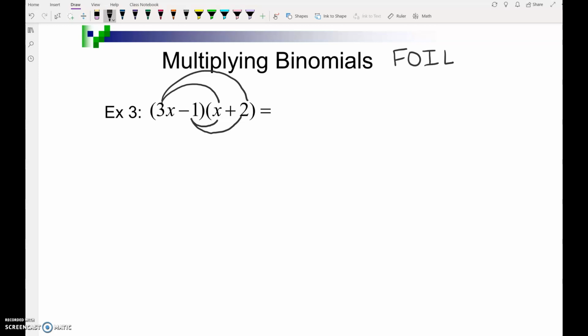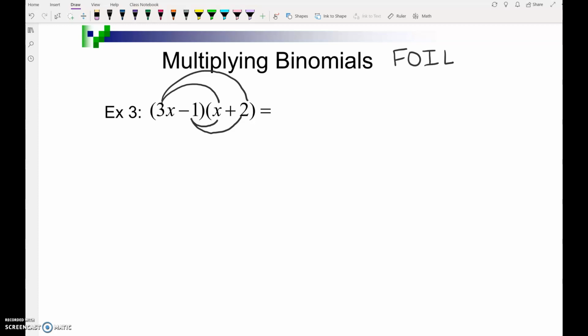Personally, I think that FOIL is a 4-letter F word that should never be used in a math classroom, because FOIL is something that only works if you're multiplying a binomial with another binomial. So if I had something like 3x minus 1 times 2x squared plus 3x minus 2, you can't use FOIL for that. So FOIL is a trick that helps you with one specific type of problem if you remember what FOIL means and how to do it.